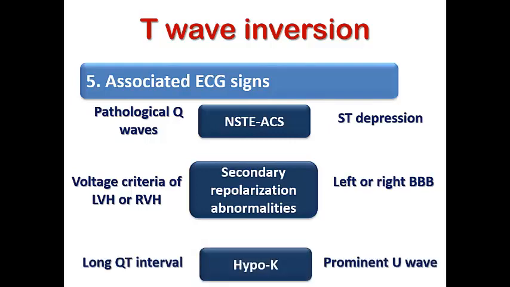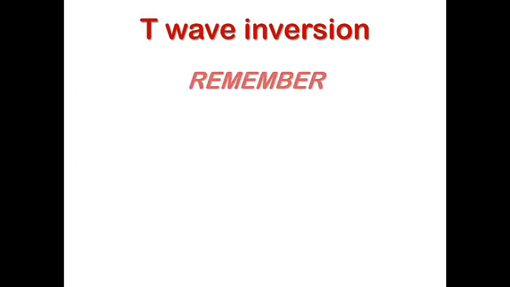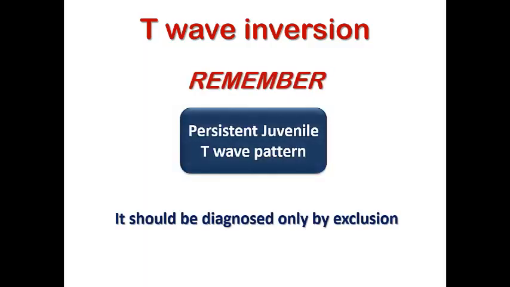If the patient has a long QT interval and or a prominent U wave, I would search for hypokalemia. Or if the patient has a previous ECG showing Wolff-Parkinson-White pattern, ventricular pacing, VT, or intermittent bundle branch block, I would assume it is memory T waves. And remember, persistent juvenile T wave pattern may be a possibility, but it should be diagnosed only by exclusion. I would not assume it as the first possibility. I need to exclude the higher risk conditions before assuming it is just a benign finding of persistent juvenile T wave pattern.